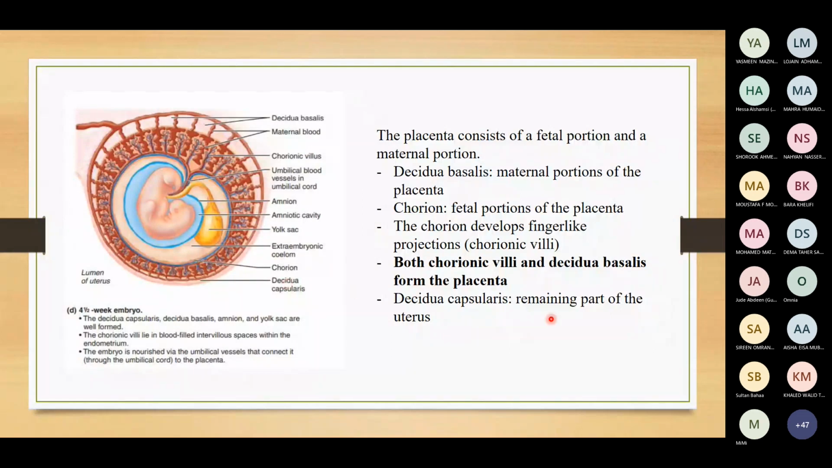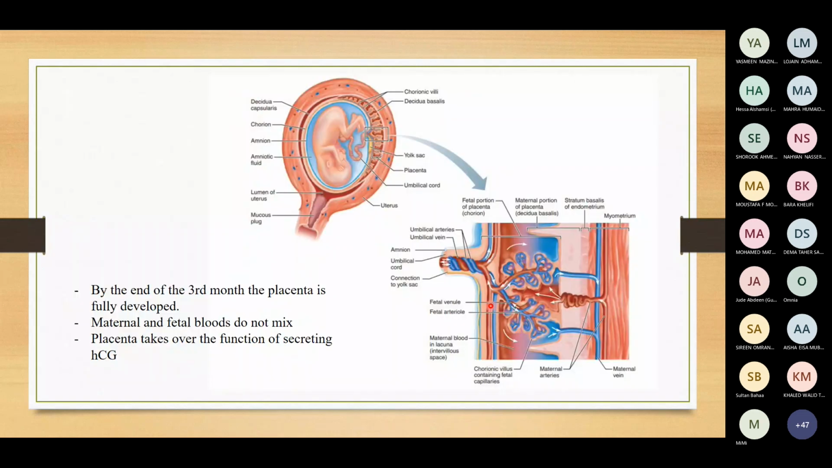All you need to know is that it's just the remaining part of the uterus, because we said that the placenta and the fetus are expanding, right? They're filling out the entire uterus. But there's a small portion that's remaining, and it's not part of the placenta. It's not part of the chorion or the maternal portion of the placenta. It's just part of the uterus, and we call it decidua capsularis. Okay?